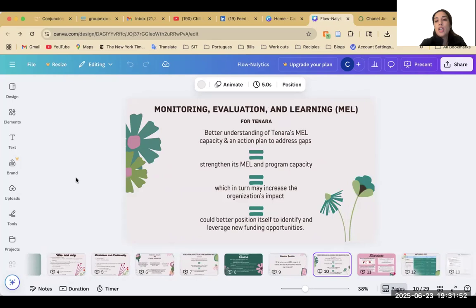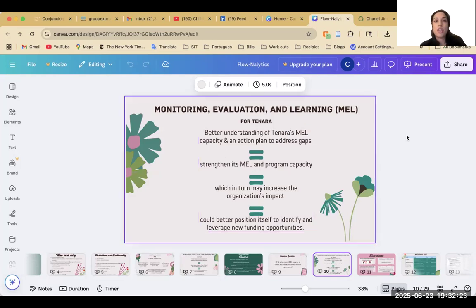So for Tenara, when I applied MEL, I started to think of it like this. A better understanding of Tenara's MEL capacity and an action plan to address gaps will then strengthen its MEL and program capacity, which may then increase the organization's impact and could better position Tenara to identify and leverage new funding opportunities. So this was my logic.